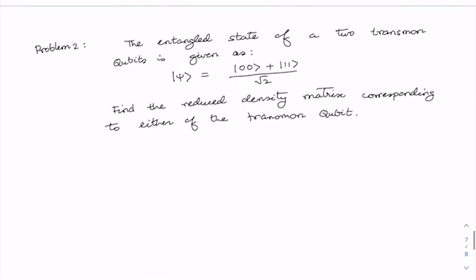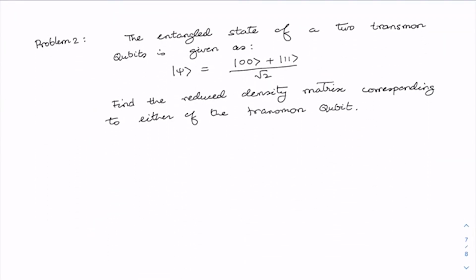Now let us work out this particular problem. The entangled state of a two transmon qubit system is given, the state vector is given to you. You are asked to find the reduced density matrix corresponding to either of the transmon qubits. So there are two transmon qubits and their combined state is given as ψ = (|00⟩ + |11⟩)/√2.